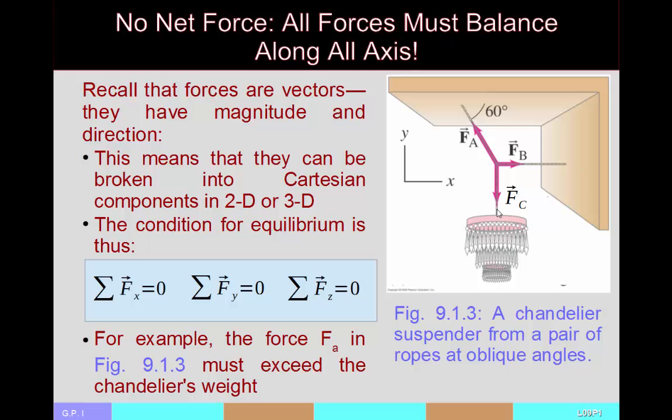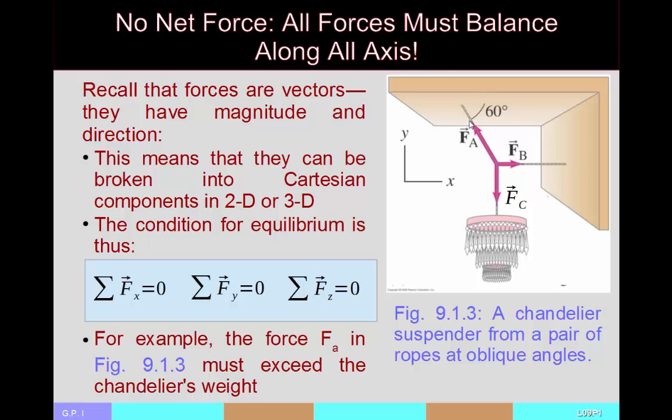That'd be the weight of the chandelier and then the Fc. But also all the forces acting on this knot or junction where the 3 ropes meet must add to 0. So Fa plus Fb plus Fc must be 0. And you notice that in this one, Fb and Fc are basically along the x and y axes respectively, positive x and negative y. And Fa is the only one that's off at some angle.